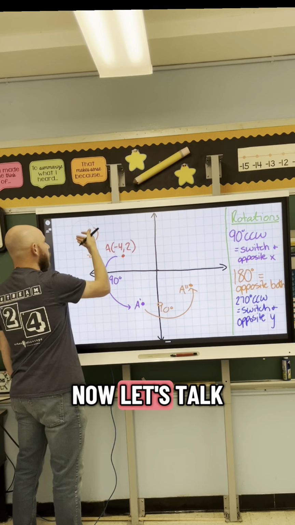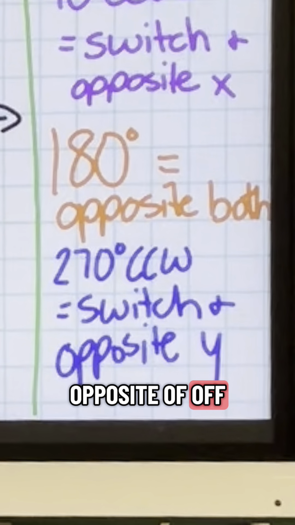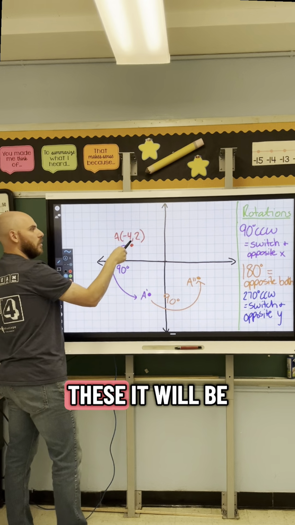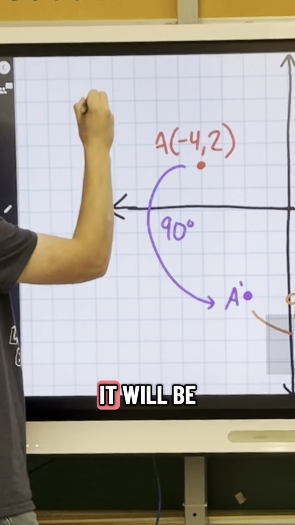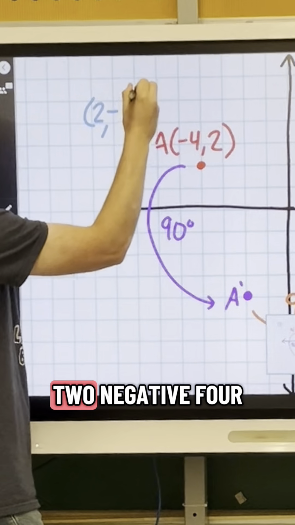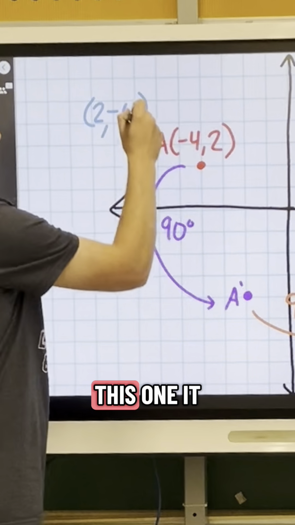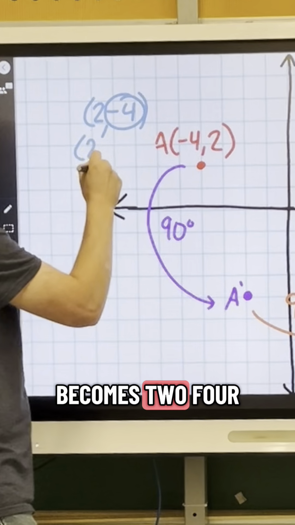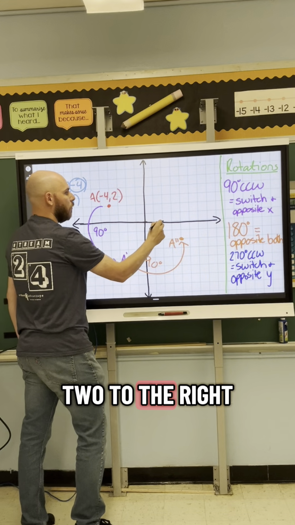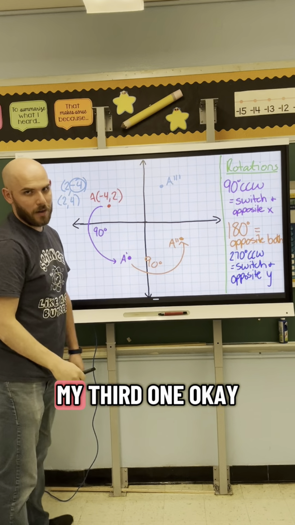We're almost there. Now let's talk about 270. What do we have to do? Switch and take the opposite of y. So, let's do that. If I switch these, it will be 2, -4. And if I take the opposite of that, this one, it becomes 2, 4. So, where's that, you ask? That's over here. 2 to the right, 4 up. And I'll call this A triple prime, just because it's my third one.